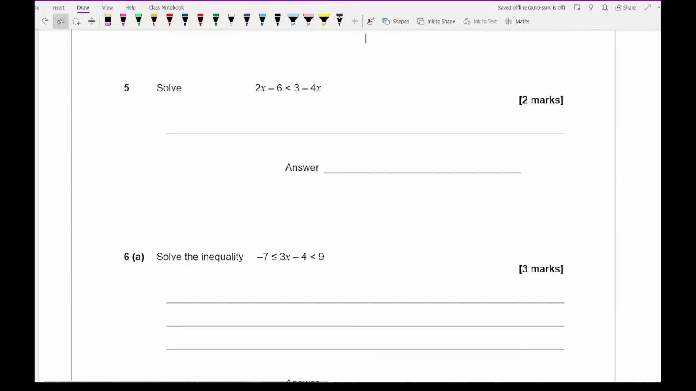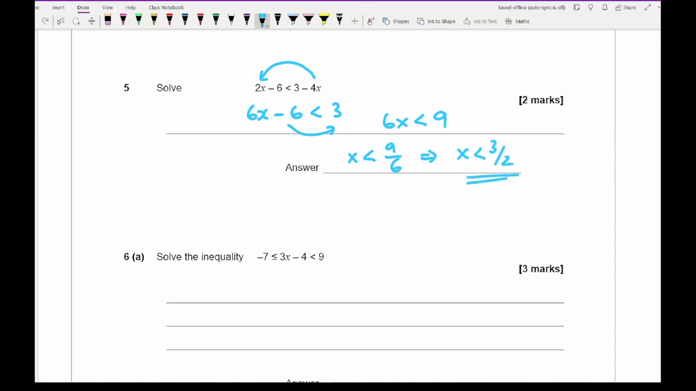Moving on to question 5, so we've got a double-sided equation. So here I've got a negative x, so I'm going to take that over to the side to make it positive. So I end up with 6x minus 6 is less than 3. Then I'm going to take this 6 over, so I end up with 6x is less than 9. And then divide by 6, so I end up with 9 over 6, which simplifies to give me x is less than 3 over 2.